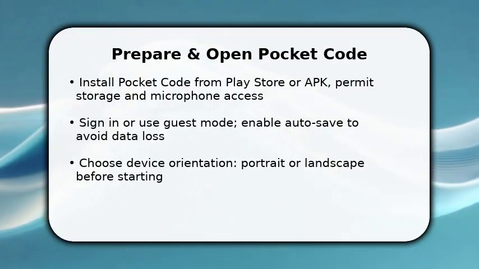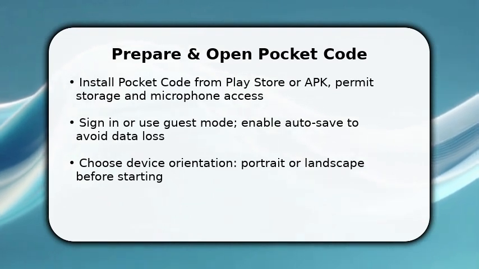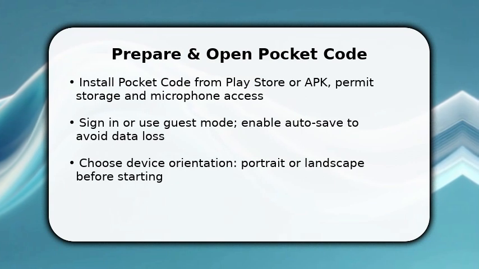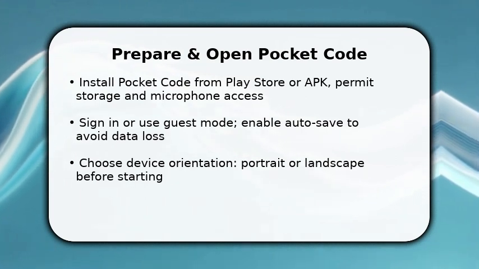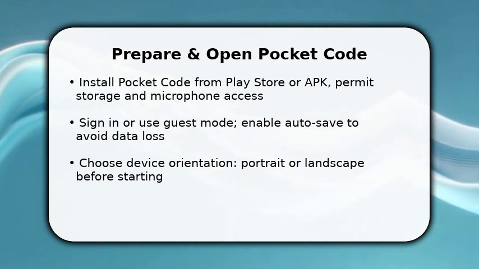You start by launching Pocket Code and granting the minimum permissions it needs to run. Once done, make sure you pick the device orientation and enable autosave so you do not lose work. You should sign in if you want cloud backups, but guest mode works for quick tests.